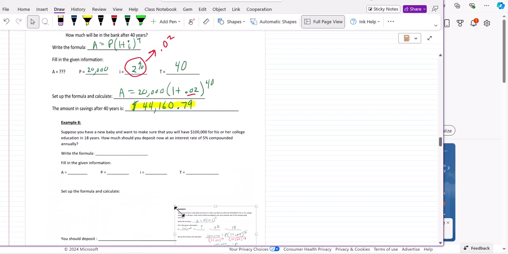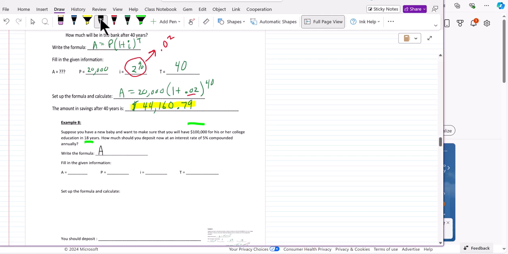So with this problem, it says that suppose you have a new baby and you want to make sure that you will have $100,000 for his or her college education in 18 years. How much should you deposit at an interest rate of 5% compounded annually? Okay, so we're doing this problem kind of backwards.